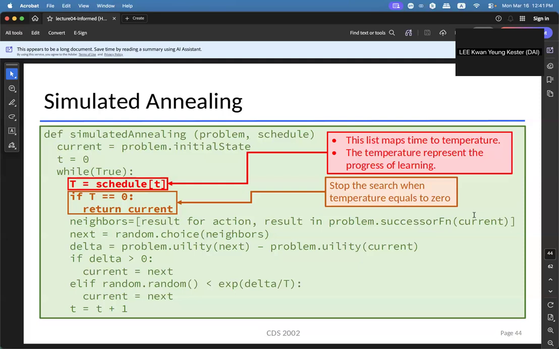We set the temperature to a very high value, and this value will gradually decrease until it is 0. When it is 0, we stop the search. The temperature is used as the indicator to show how active we should be in allowing the algorithm to make a bad move.